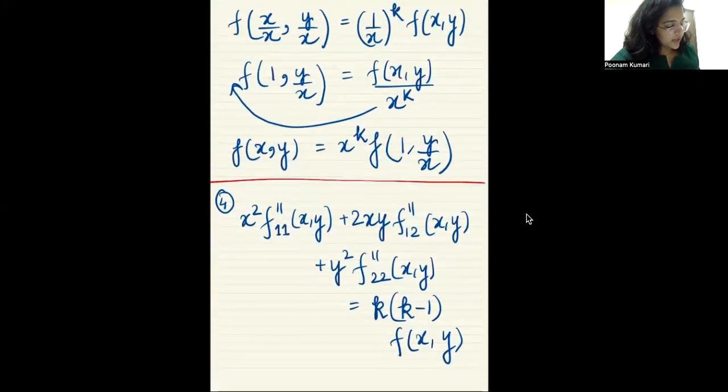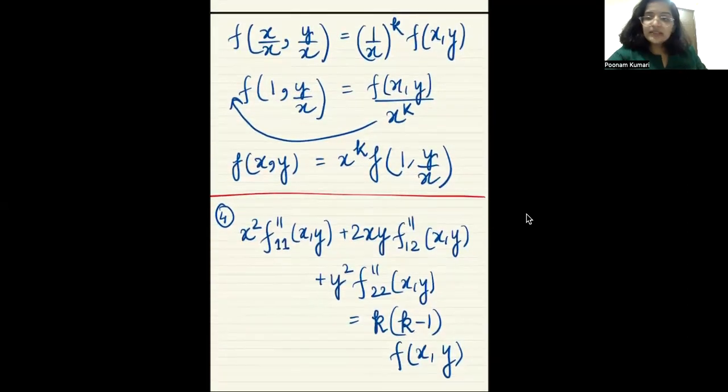So this means that if you take x squared times the double partial derivative with respect to x, plus 2xy times the mixed partial derivative, plus y squared times the double partial derivative with respect to y, it will give you nothing but k times k minus 1 times f(x, y). So these are the four properties that we've talked about for a homogeneous function of degree k.